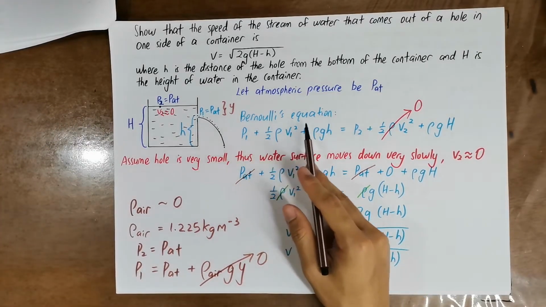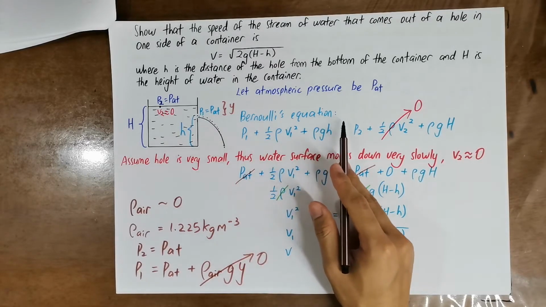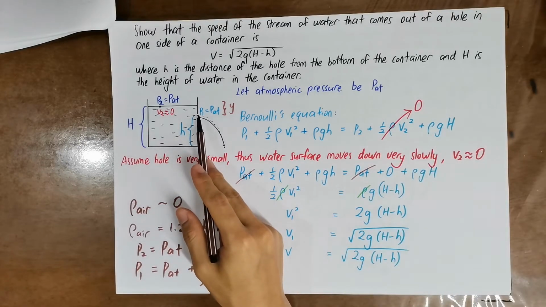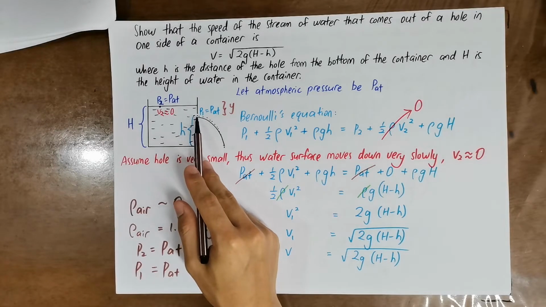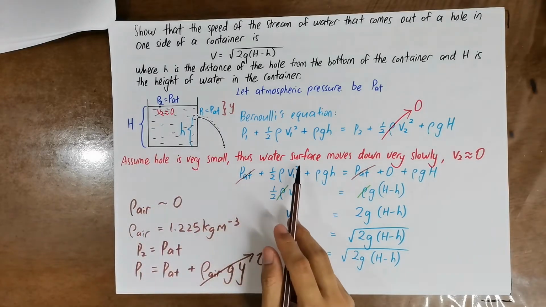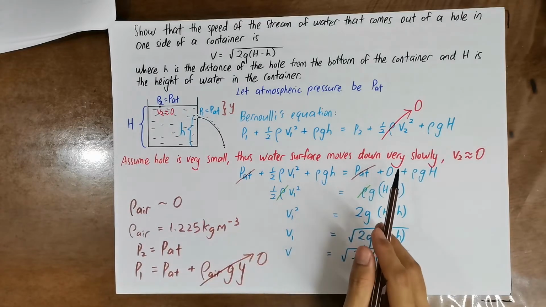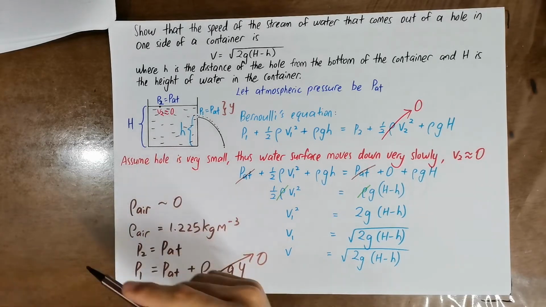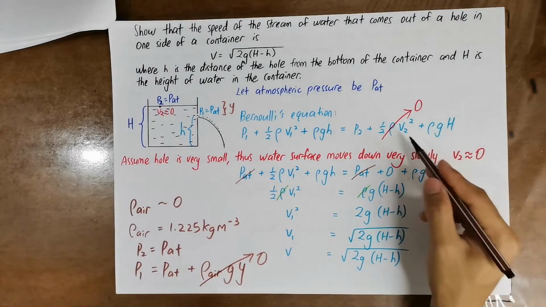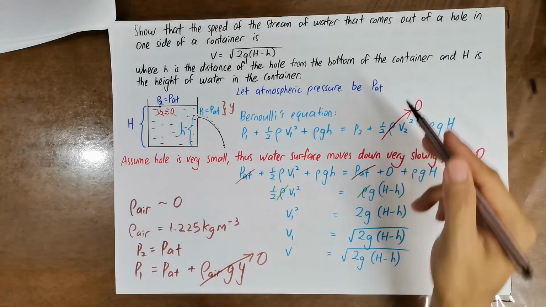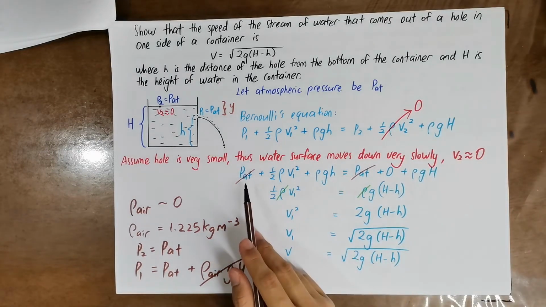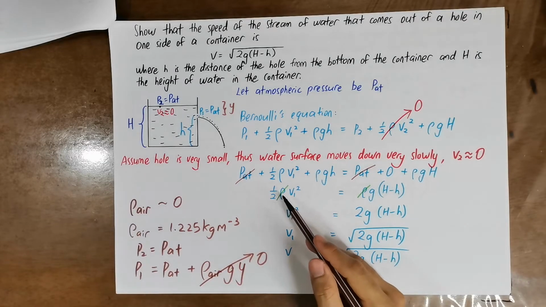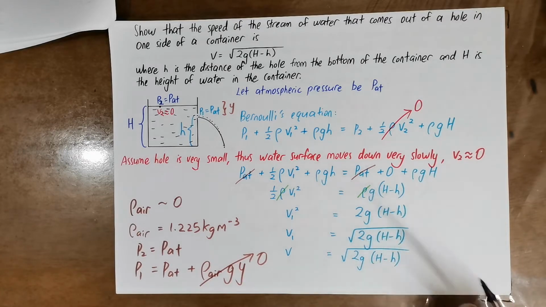So you use Bernoulli's equation. You assume that the hole is so small and thus the water stream is very tiny, so that the water surface moves down very slowly. So the velocity of water at this point is very slow, so V2 is almost equal to 0, and you cancel out this term. And then you know that P1 equals P2 equals atmospheric pressure, so you can also cancel them. And then now you can cancel out the density.